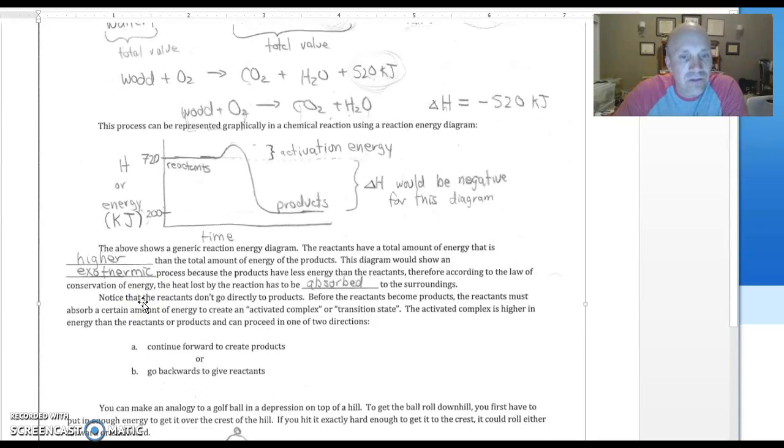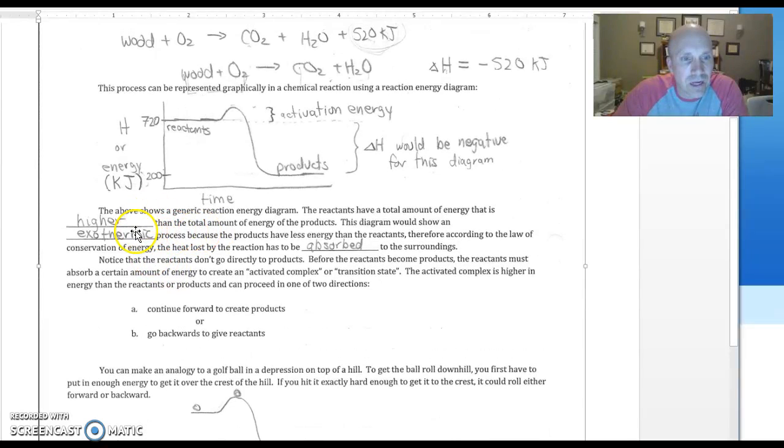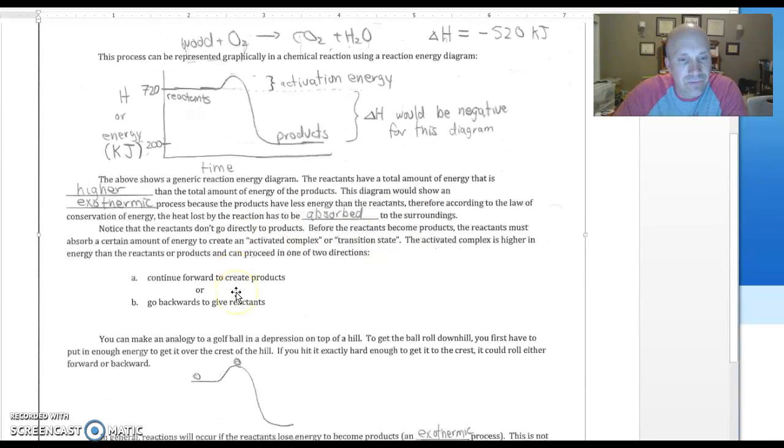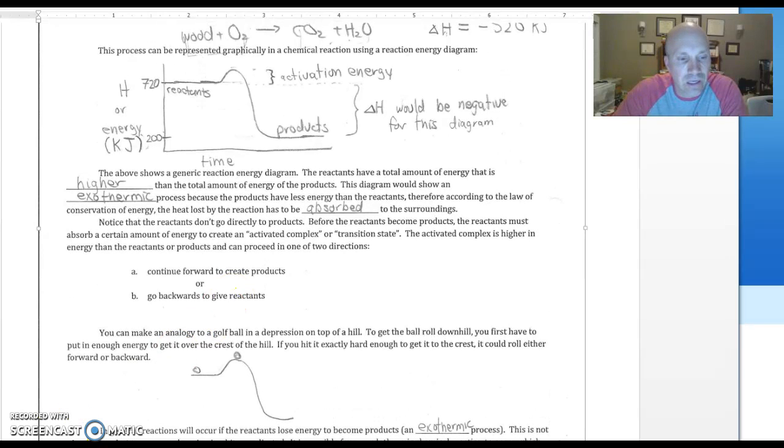I believe I mentioned that for this particular diagram, this would be exothermic because products are lower than reactants, and the heat that is lost between reactants and products is heat that's given off and is absorbed by the surroundings. We'll continue with the rest of this in another video.